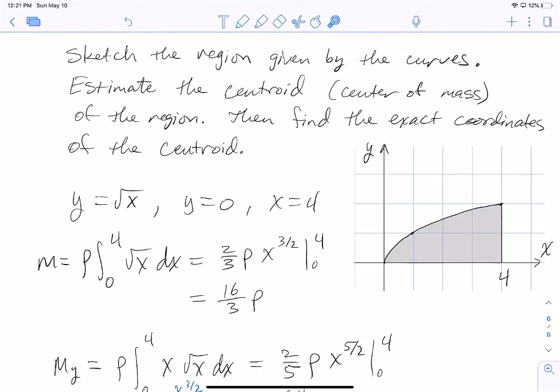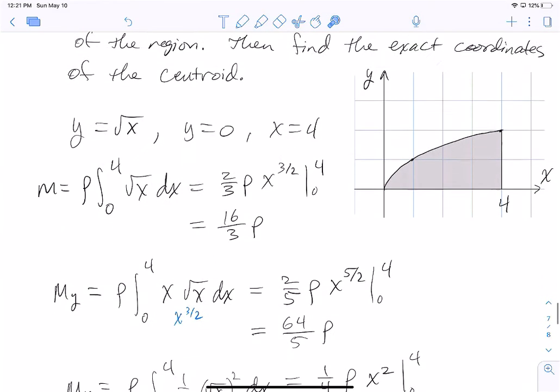Well, I hope that went well for you. I've sketched the region here, the square root function from 0 to 4, and our mass is rho times the integral from 0 to 4 of f of x dx. F is the square root of x, and so we end up with 2/3 rho x to the 3/2 by using the power rule. Evaluated from 0 to 4 gives us a mass of 16/3 rho.